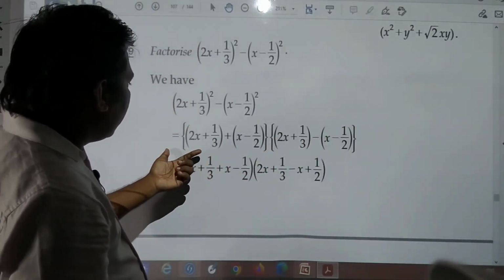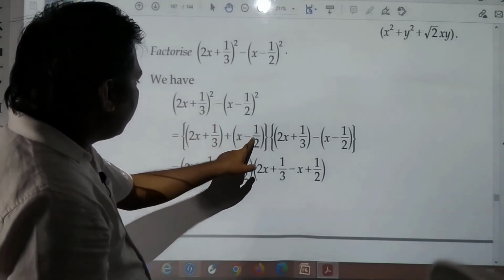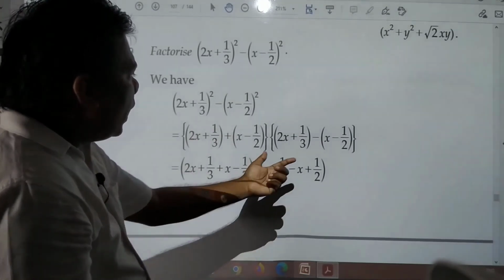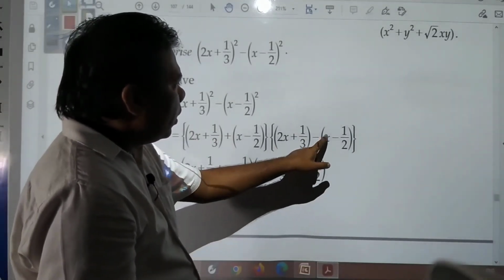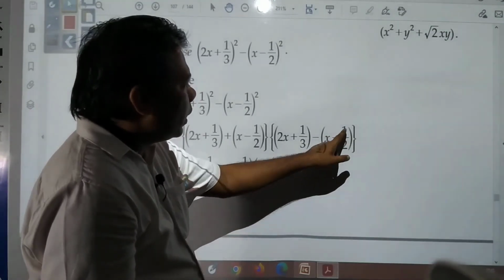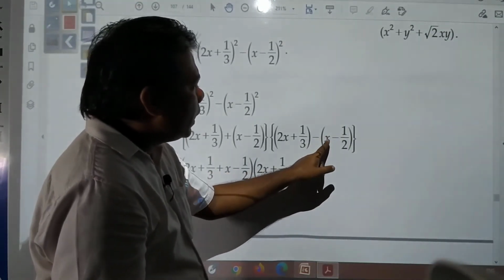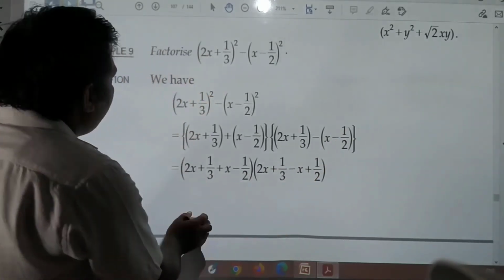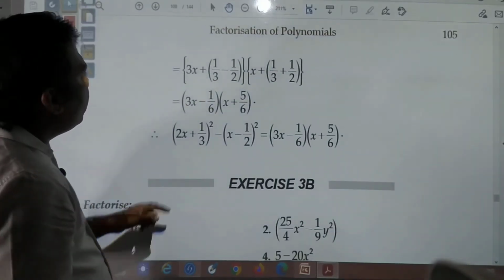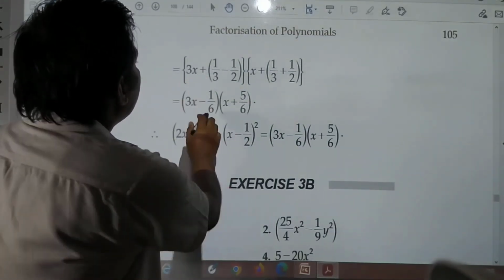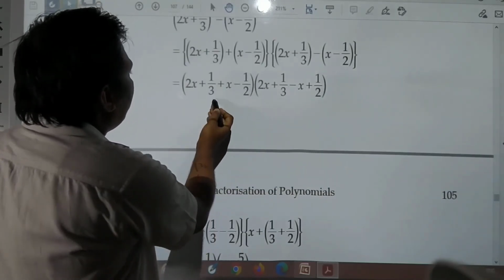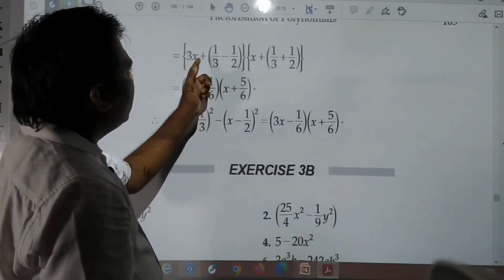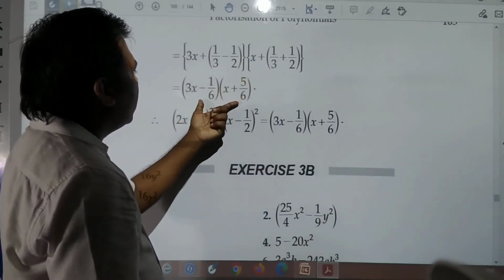Now this has been simplified. 2x plus 1 by 3 plus x minus 1 by 2. So it has simply been written together, not simplified, and this has been written together. See, minus you had, inside you have x minus 1 by 2. So if the minus goes, the sign will change, minus x and plus 1 by 2 you will get. So that you have got. Then 3x plus, this has been simplified, the numbers you have, 1 by 3 and 1 by 2. So this simplification has been done. So simply that has been added and subtracted and you have got the answer.